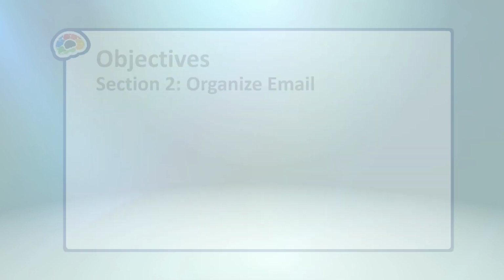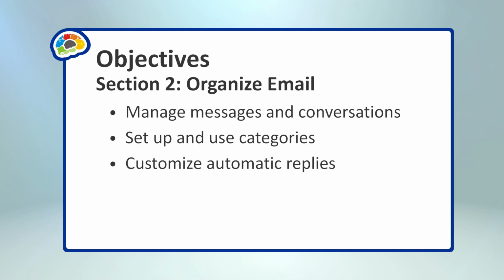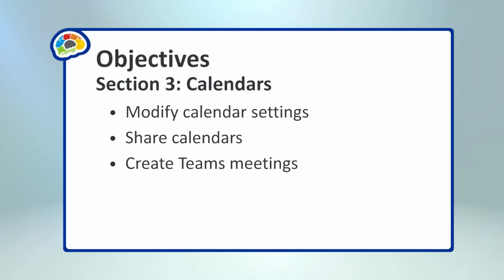Next, we'll look at multiple ways to manage messages and conversations, set up and use categories, and customize automatic replies. Then, we'll modify calendar settings, share calendars, and create Teams meetings.